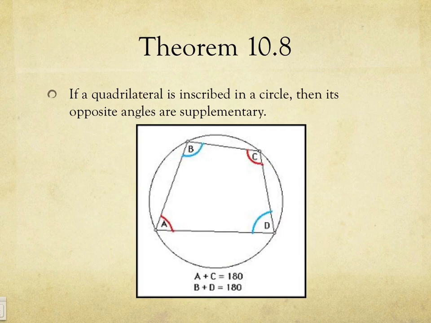And our last theorem tells us that if a quadrilateral is inscribed in a circle, then the opposite angles are supplementary. So for instance, we have quadrilateral ABCD. That means that angle B and angle D, since they are opposite, are going to equal 180, and angle A and angle C, as they are opposite, are going to equal 180, which makes sense because we know that the measures of all four of our angles are going to equal 360 degrees.